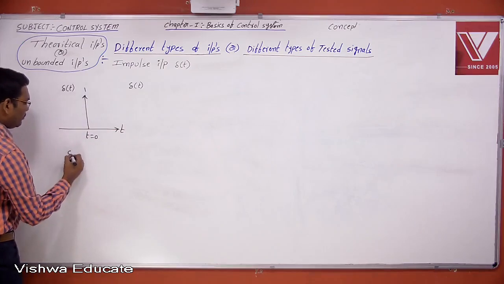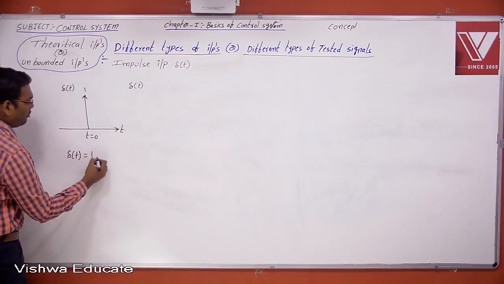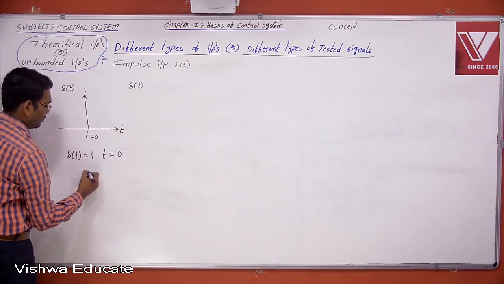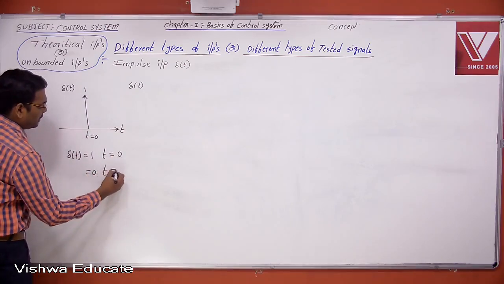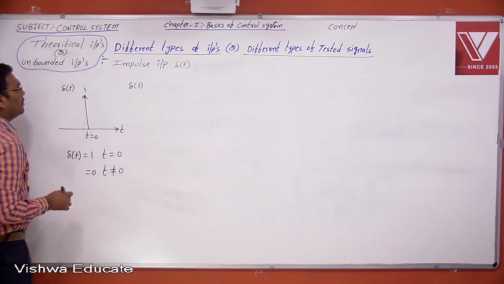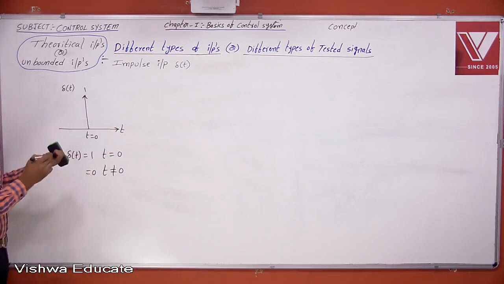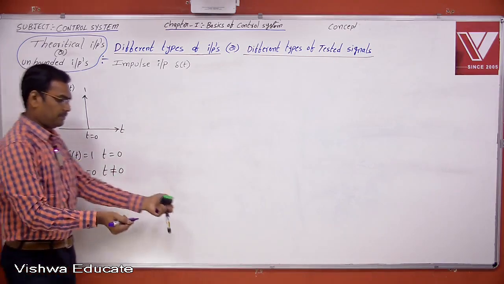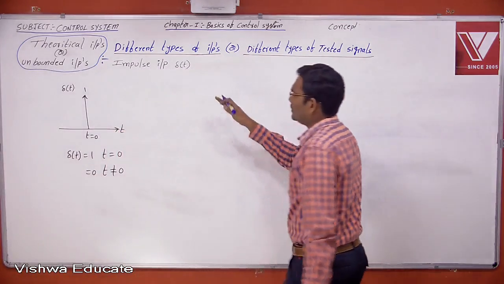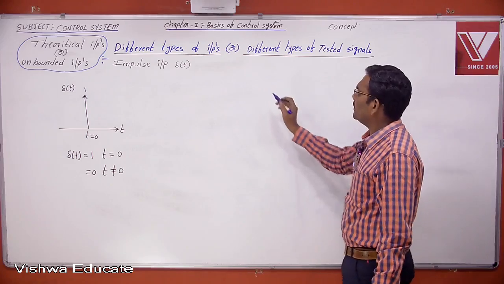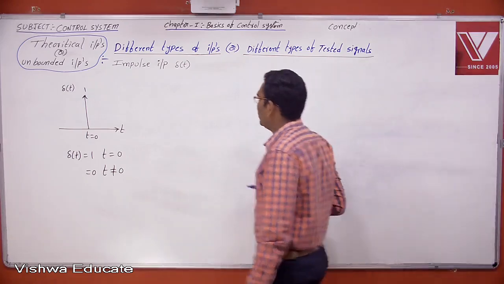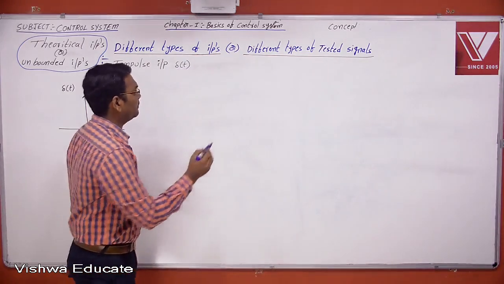Now delta of t is equal to 1 when t equal to 0, and equal to 0 when t is not equal to 0. Then see here, what is the meaning of that? This impulse function is nothing but, now I just take a simple example here, you can easily understand.